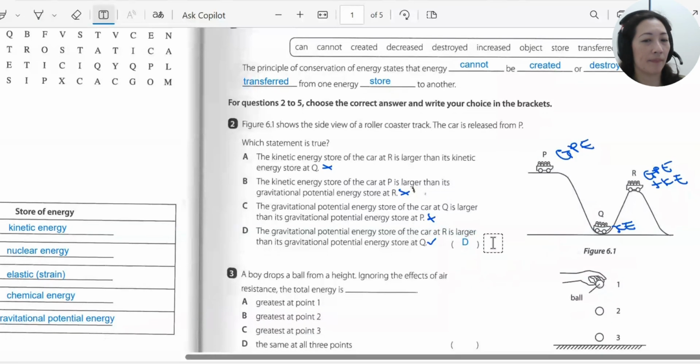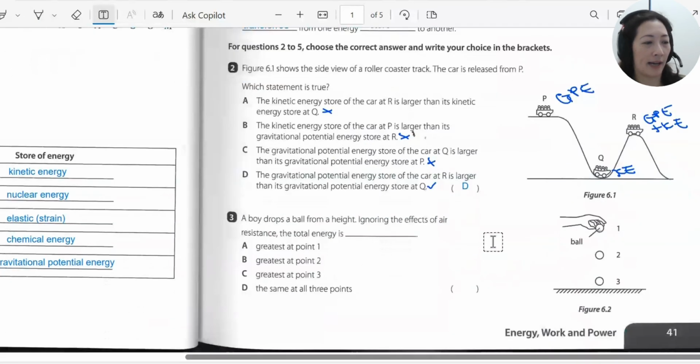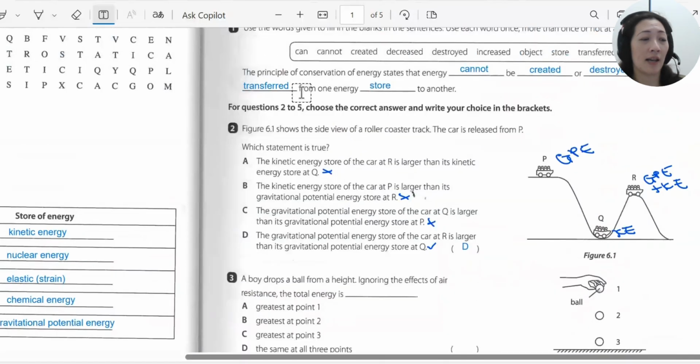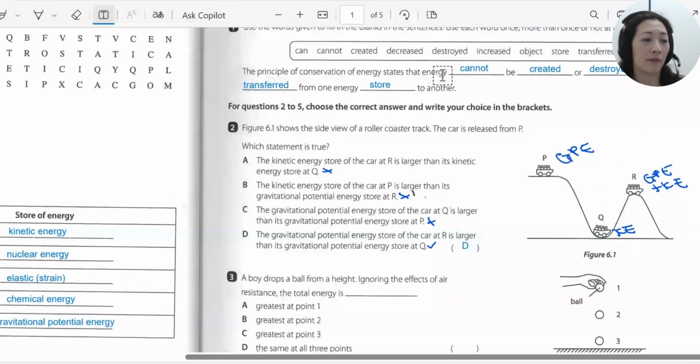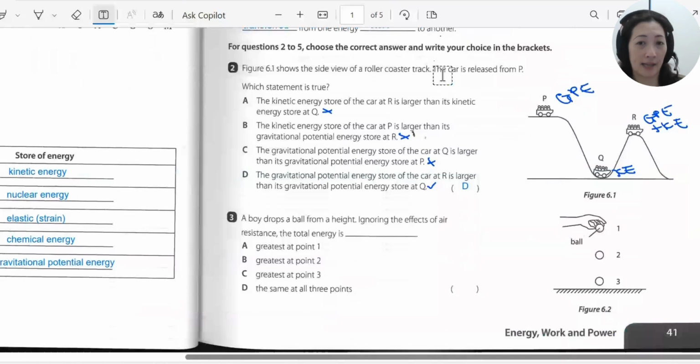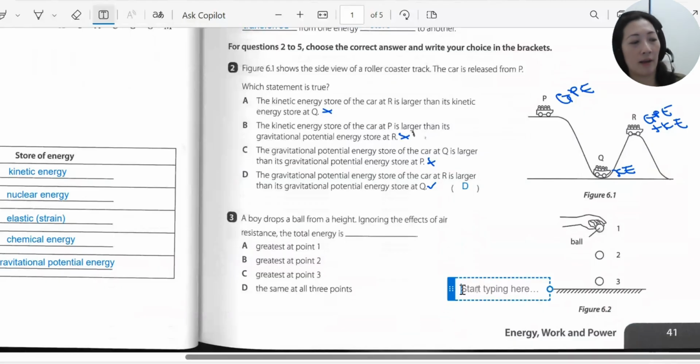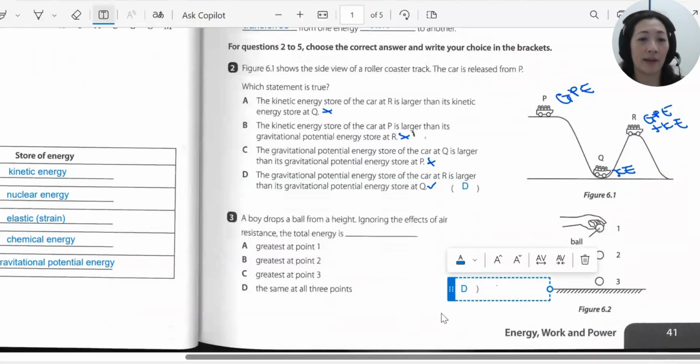Let's look at question 3. A boy drops a ball from a height. Ignore the effects of air resistance. The total energy is, remember, we already learned the principle of conservation of energy. Energy cannot be created or destroyed, it can only change form. That means that the magnitude of the total energy will be the same. It's just that the energy exists in different forms. That means that, of course, the answer is that the energy is the same at all 3 points. That's why the answer is D.